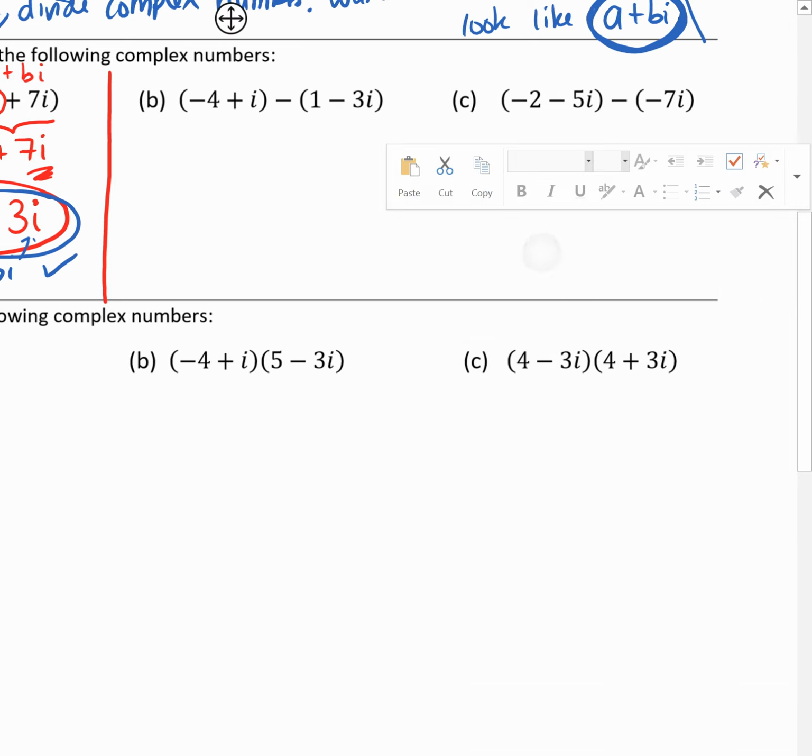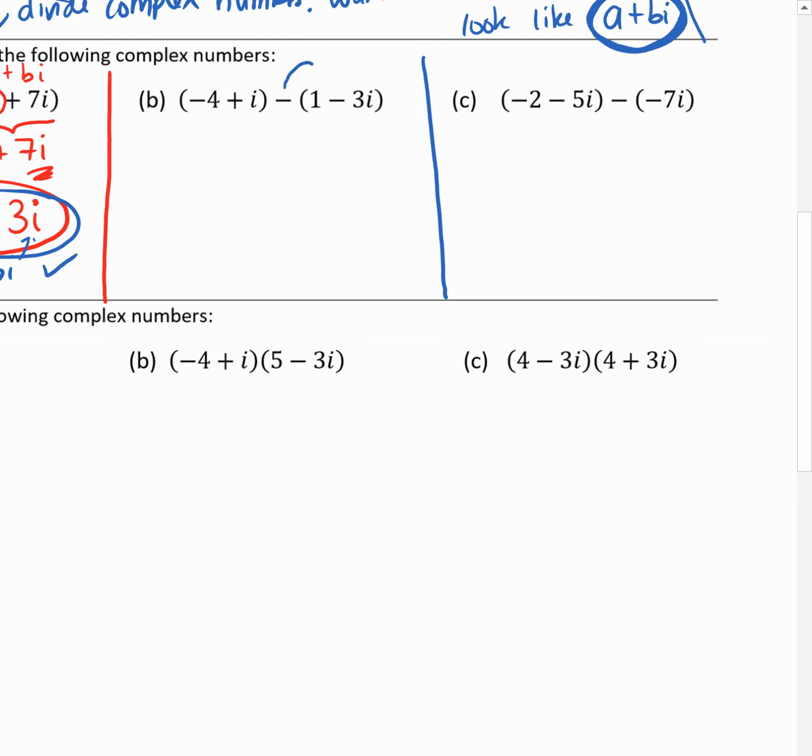Let's try part B. This one, though, is subtracting. Notice there's a minus in the middle. So there is something I need to do before I remove parentheses. This minus is meant for everyone in the second parentheses, so I better distribute it. But the first parentheses I can just remove outright, because there's nothing really to do. It'll make the 1 negative and the 3i positive, because it was a negative. Once you do that, that's the only thing that makes subtracting complicated.